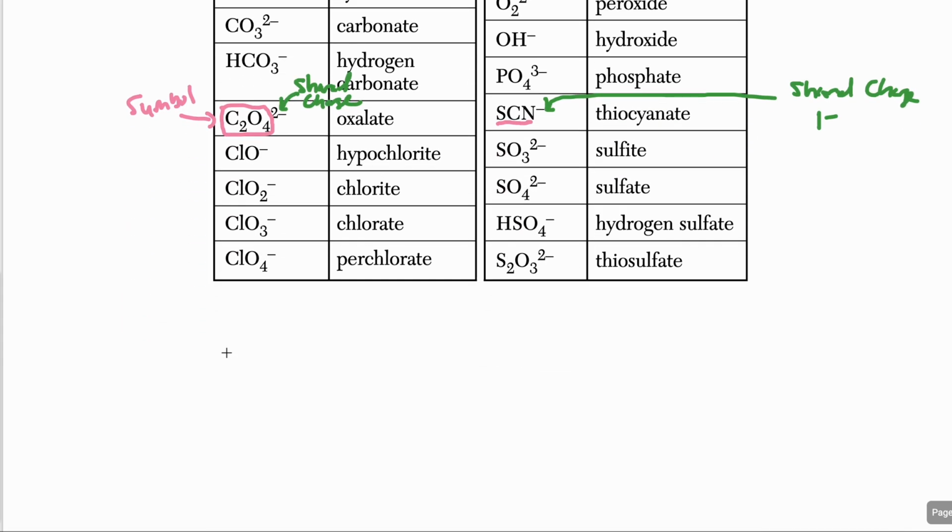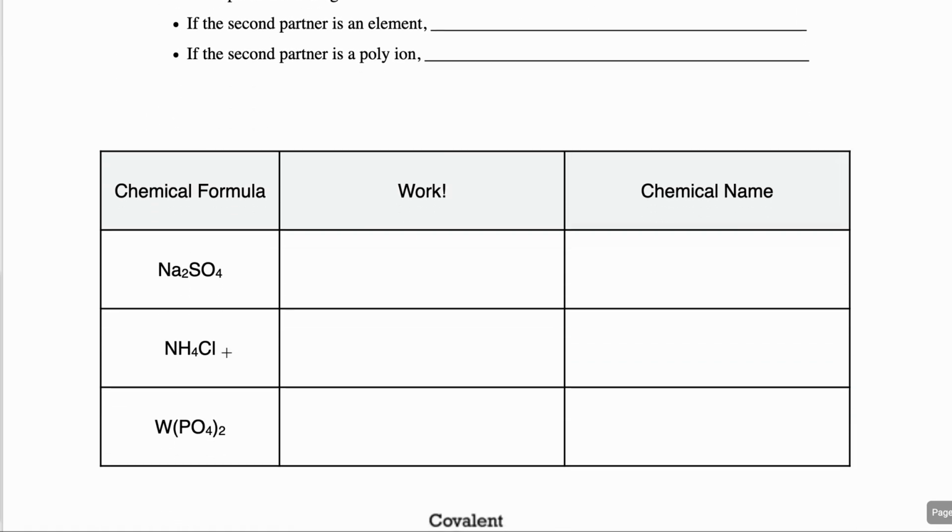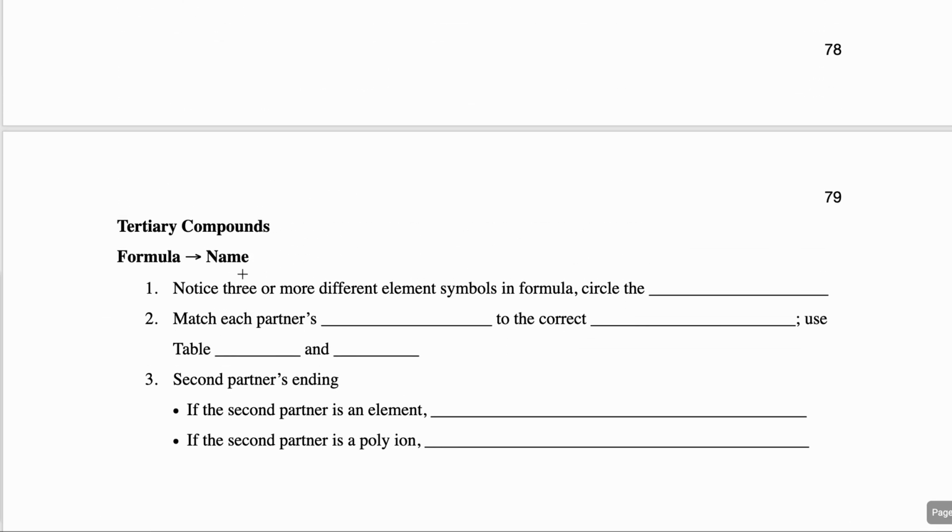So we're going to start working with these. So moving on to page 79. So let's start simple. Let's start with, we are given a chemical formula and we have to come up with the chemical name. So here are some clues so that you always get this right. If you notice 3 or more different element symbols in the formula, circle the polyion.